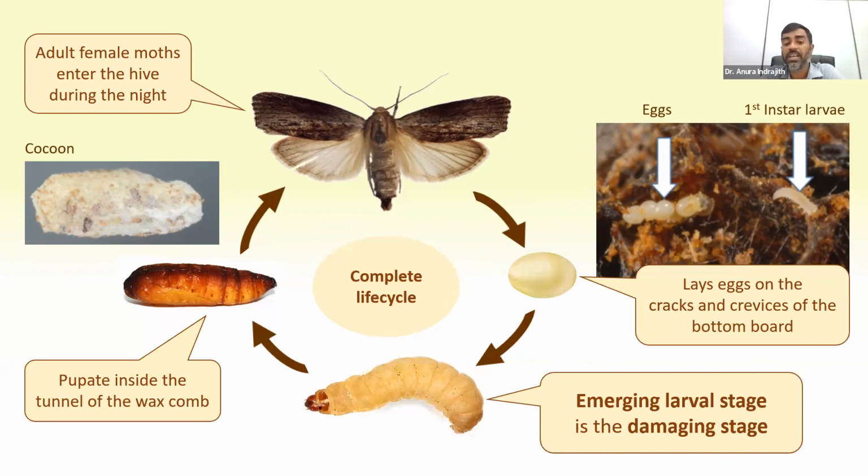And this larva produces lots of silken thread during its life cycle. Now in the next slides, you can see very clearly, yeah, next slide. Here you can see what their damage looks like.